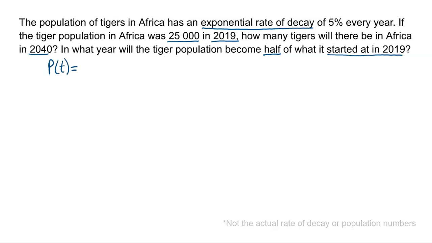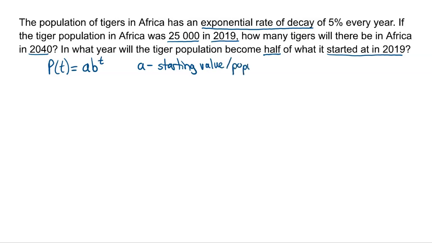So the first thing to keep in mind here is the general equation for exponential growth or decay. It's the population after some time is equal to a times b to the power of t. Now a is the starting population or the starting value. That's pretty straightforward here. It's going to be 25,000, which we'll sub in here in a moment. B is a little more tricky, and what we have to do is recognize that this is the exponential growth or decay factor. It's essentially what I'm multiplying by each year to get the number I have the next year.